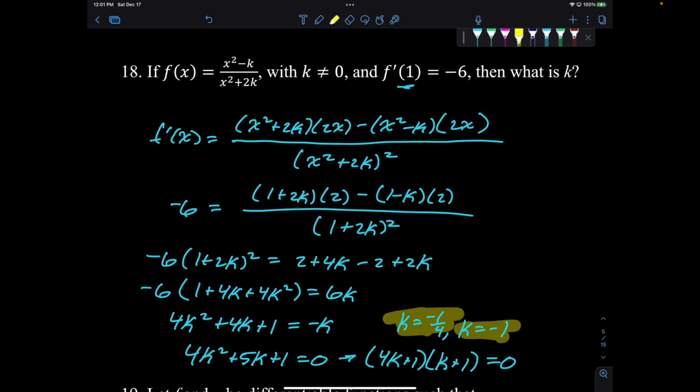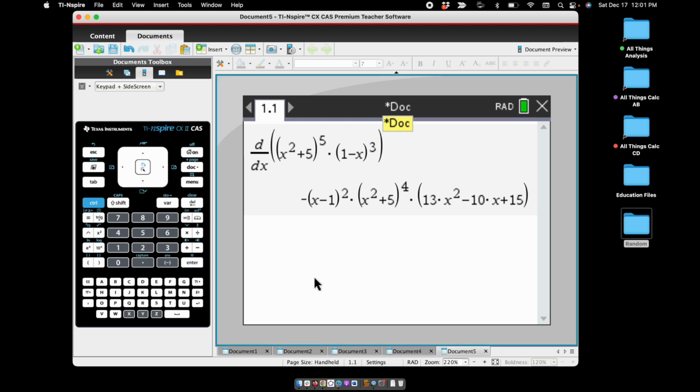All right, I'm gonna switch to the calculator and try this out. So let's see. Go to a calculator. All right, f of x is x squared minus k.